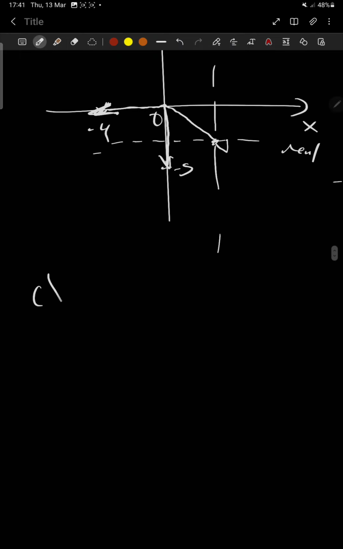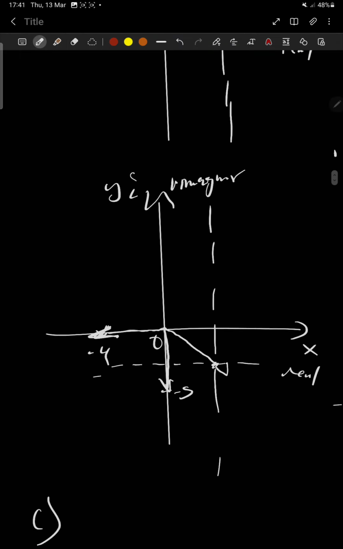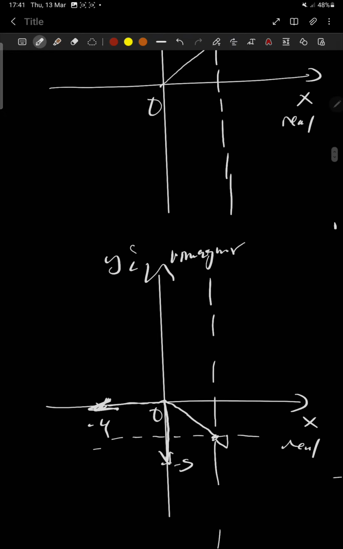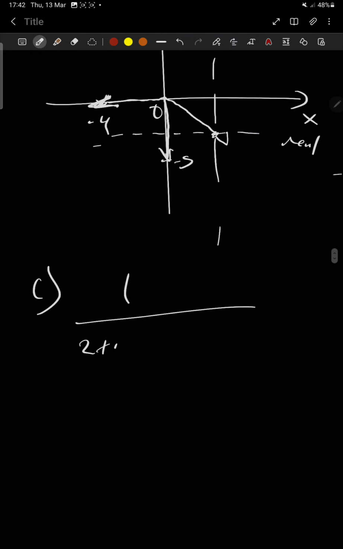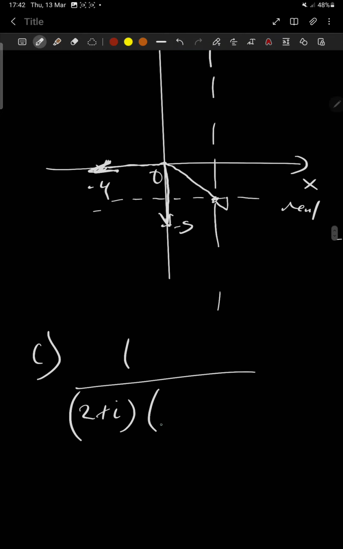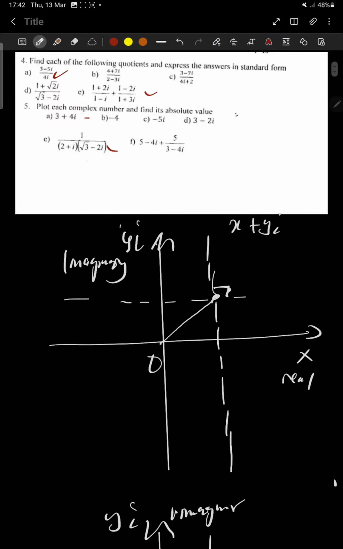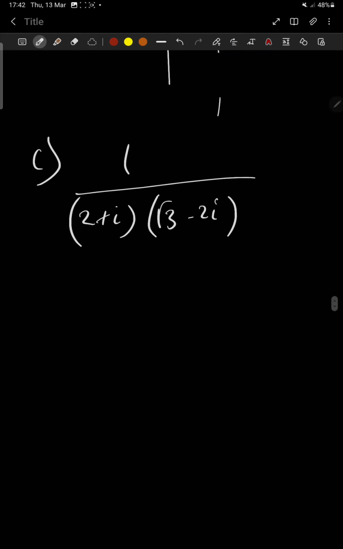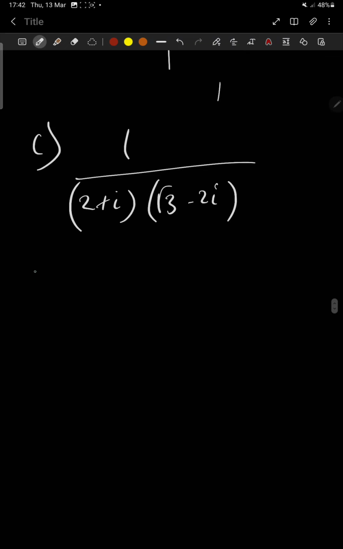For C you have 1 over 2i, and then, open bracket, square root of 3 minus 2i. Here you can first rationalize this, because you can only sketch them if they're in standard form. So you first rationalize them.